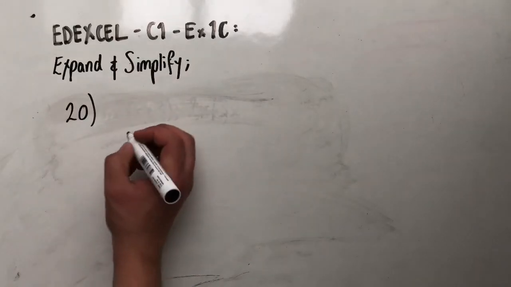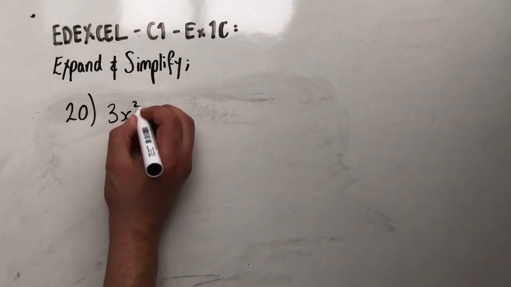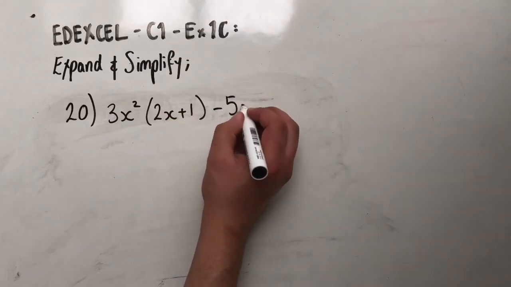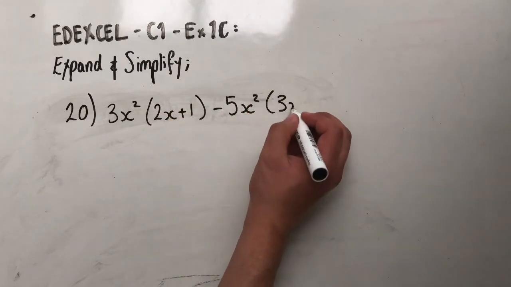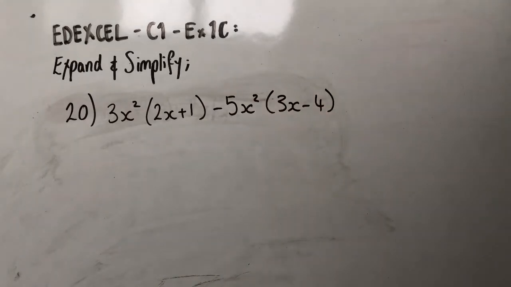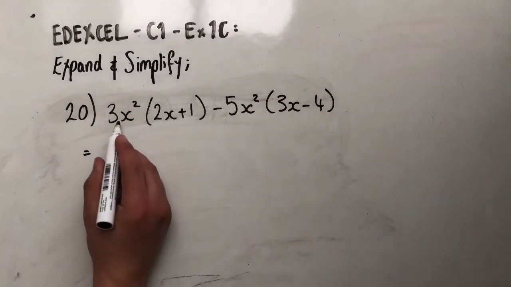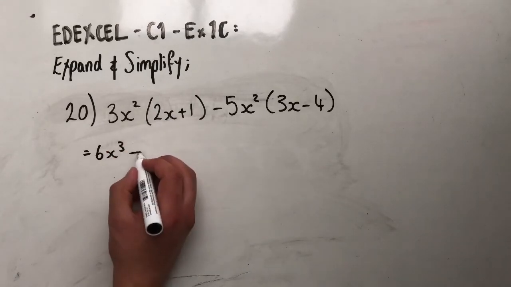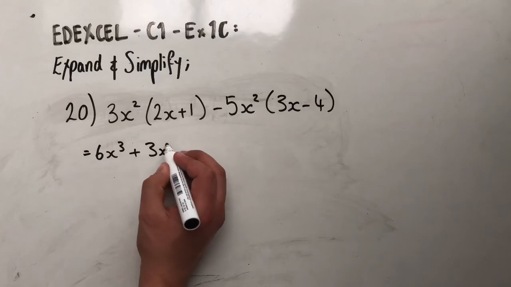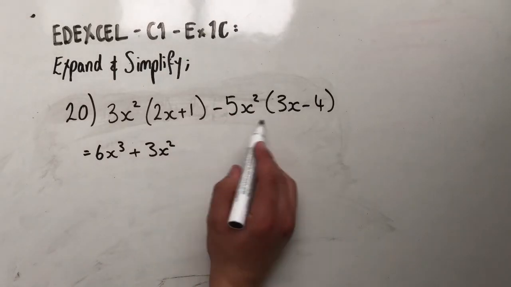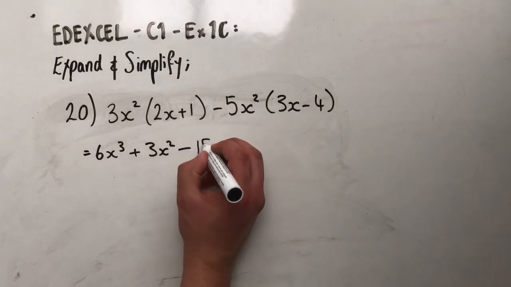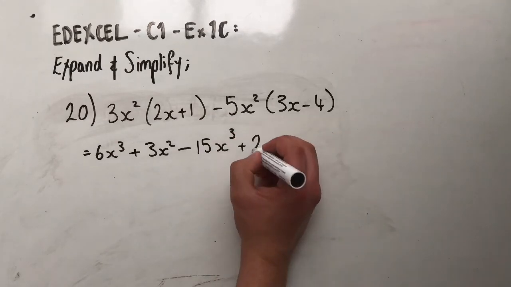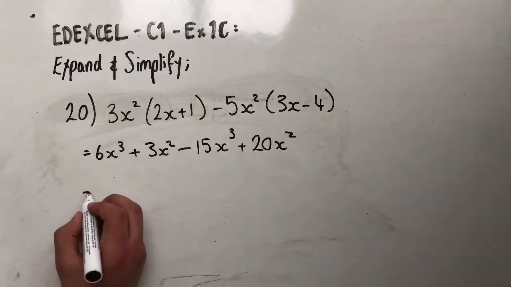Question 20, we have 3x squared, open brackets 2x plus 1, close brackets, minus 5x squared, open brackets 3x minus 4, close brackets. So two sets of brackets, we'll deal with them individually by timesing the term outside by each term inside the bracket. So first set, we have 3x squared times 2x, it gives us 6x cubed. 3x squared times 1 is just 3x squared. Second set of brackets, we have negative 5x squared times the 3x, gives us negative 15x cubed. And then the negative 5x squared times negative 4 gives us positive 20x squared.